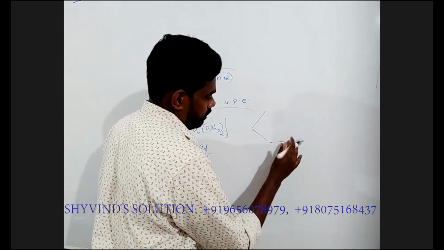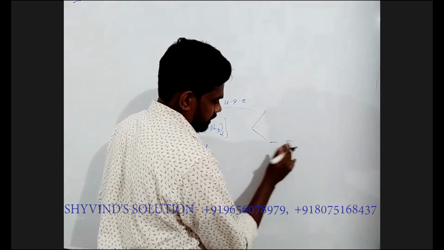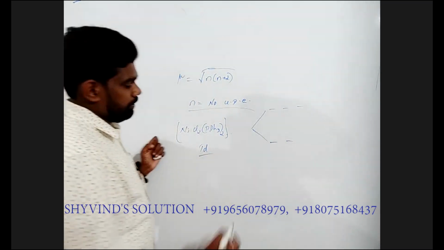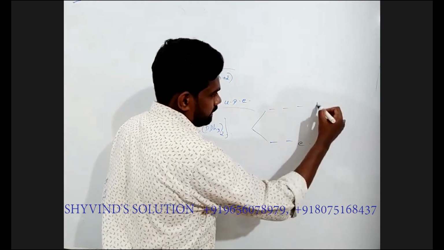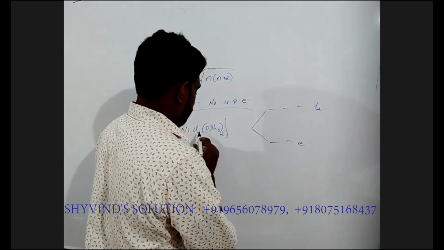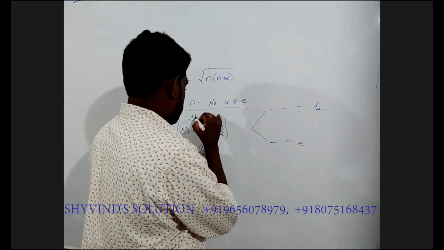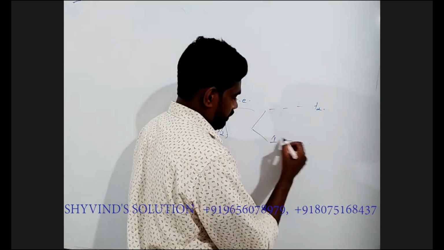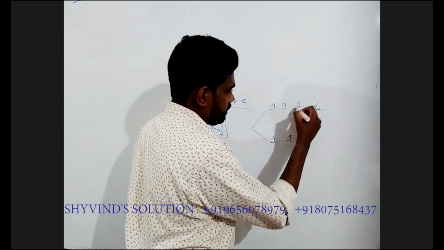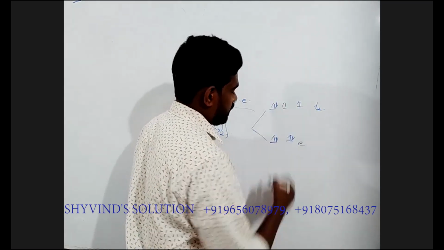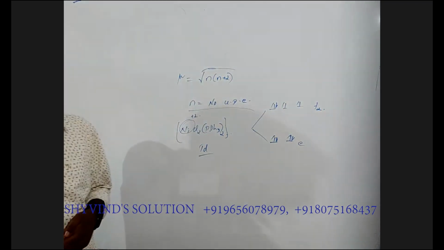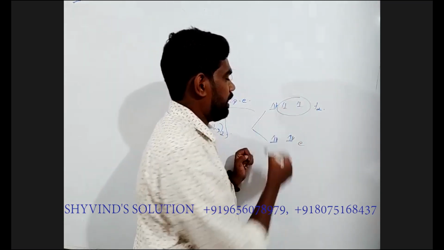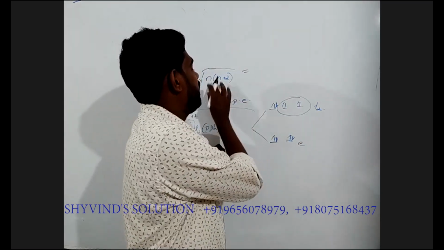For a tetrahedral molecule, for the electronic splitting, we should use crystal field theory. For a tetrahedral molecule, this is the splitting pattern. This is E and this is T2. Nickel is in the +2 oxidation state, so there are 8 electrons, a d8 configuration. So the electronic configuration should be like this. The number of unpaired electrons is 2.